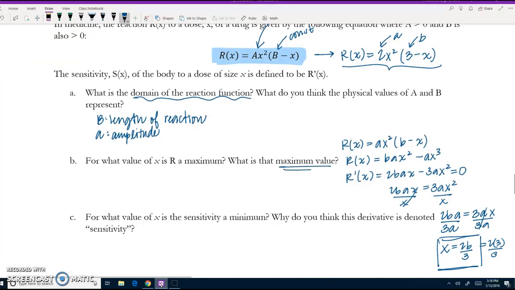Then to find the maximum value, all we need to do is plug that 2b over 3 back into the r of x. So what you want to find for this is r of 2b over 3. And so then that's just algebra from there.